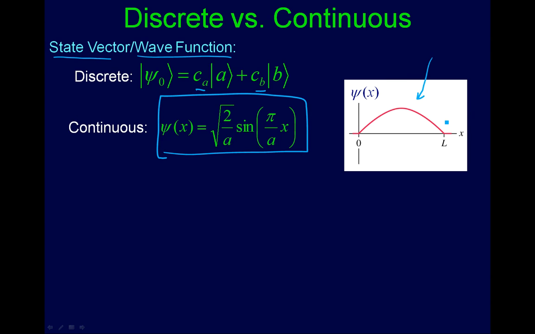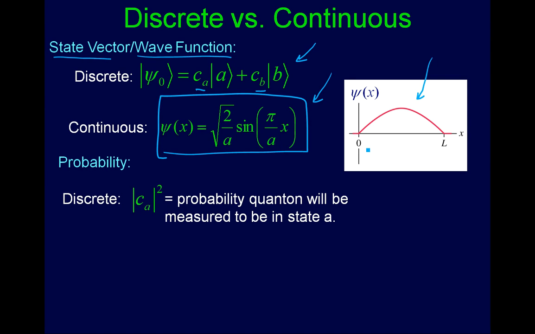All right, and this carries information about probabilities of different experimental results for this particular object, just like the state vector does. And so it's the same sort of thing. It carries information about certain probabilities. So for the discrete case, we know that, for instance, if I take the absolute square of C of A, that was the probability my quanton will be measured to be in my state A. And then of course we know that C_A squared plus C_B squared equals 1, and that was the idea that it was normalized, that it's basically 100% probability that you'll get one of the results.